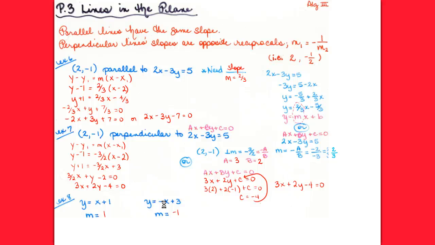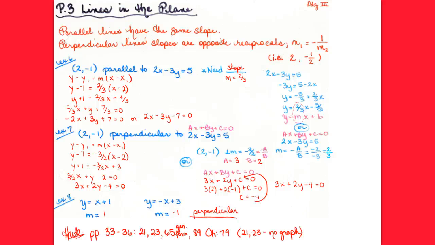Are they perpendicular? Okay. Why? Yes, they're opposite reciprocals. This one's positive, this one's negative, so they're opposites, and if you find the reciprocal of 1, it is 1. So yes, they are perpendicular.